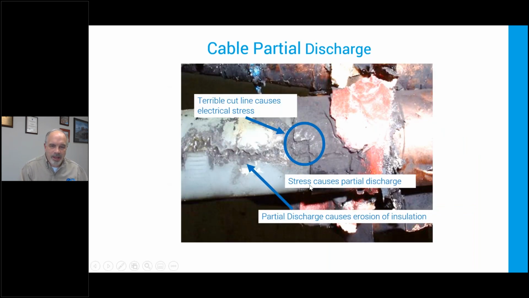Here's an example, and this is someone's fault. So this black layer is the semiconductor layer. It's supposed to be smooth and straight. There's obviously a right angle cut here. That caused a concentration of electric field, caused discharge. The discharge caused this tracking. You can see the insulation's eaten away along the XLPE insulation, and this led to failure. This was not caught in time. Classic cable termination, workmanship failure.